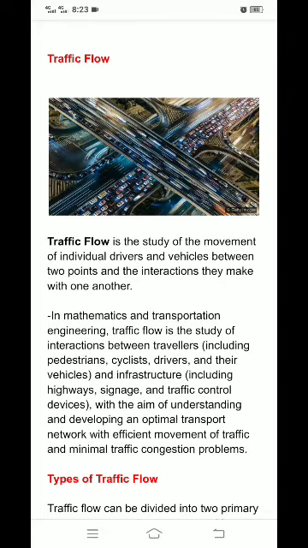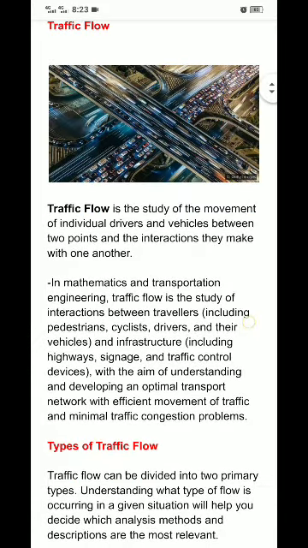In mathematics and transportation engineering, traffic flow is the study of interactions between travelers, including pedestrians, cyclists, drivers, and their vehicles, and infrastructure, including highways, signage, and traffic control devices, with the aim of understanding and developing an optimal transport network with efficient movement of traffic and minimal traffic congestion problems.